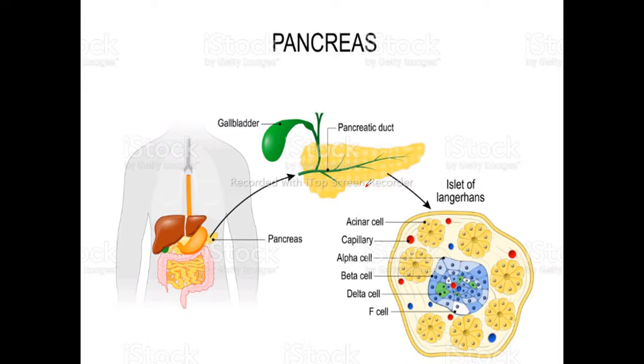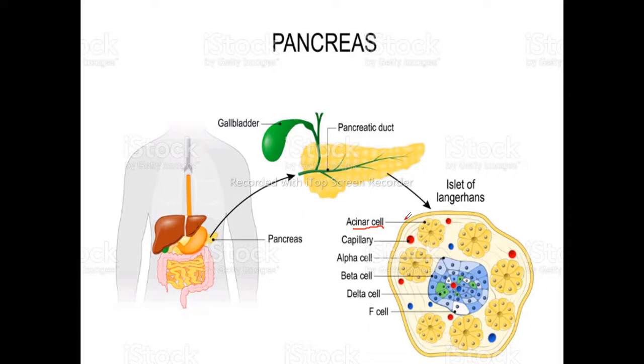Within this same pancreas, we have the cells called the acinar cells. These are the cells responsible for the production of pancreatic enzymes. Apart from that, we also have a portion within this pancreas called the islets of Langerhans.